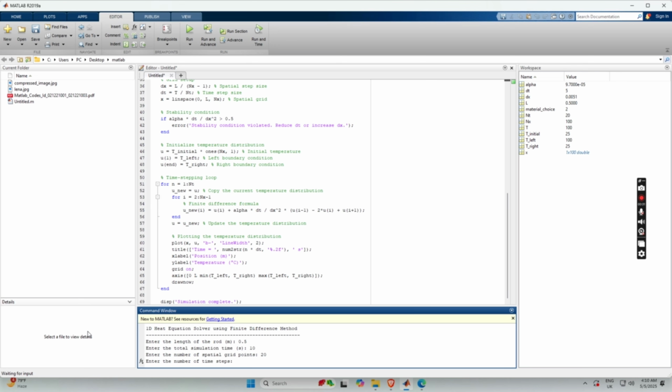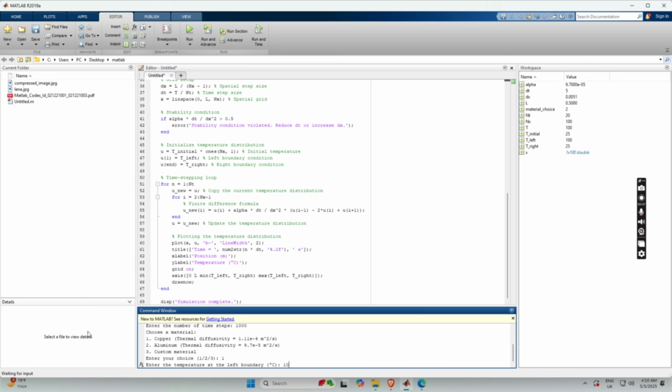And then the number of time steps, which is the number of discrete moments over the total simulation period. Let's consider it 1000. The next parameter is the material's diffusivity. For example, we have predefined two materials. I consider number 1, which is copper.